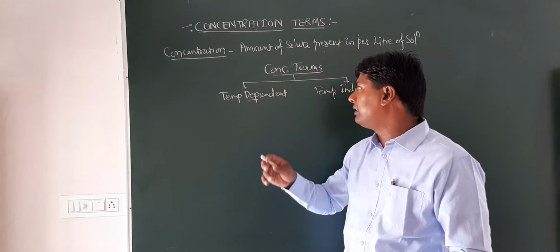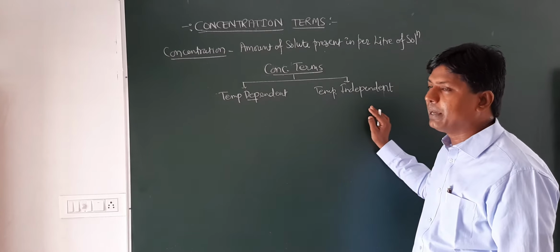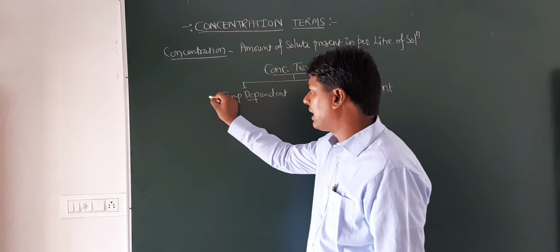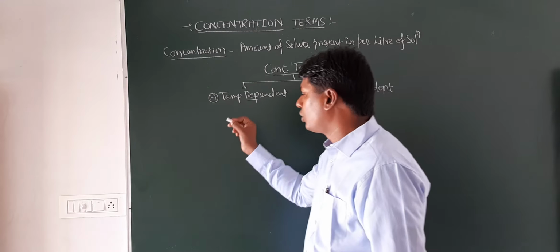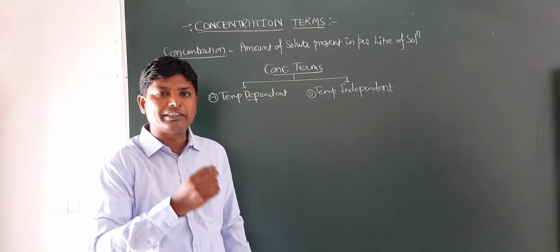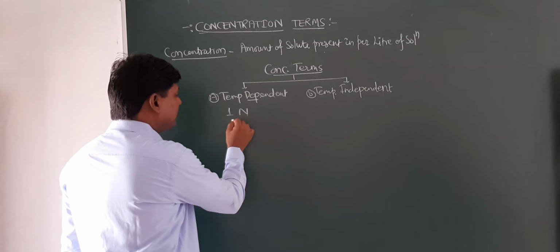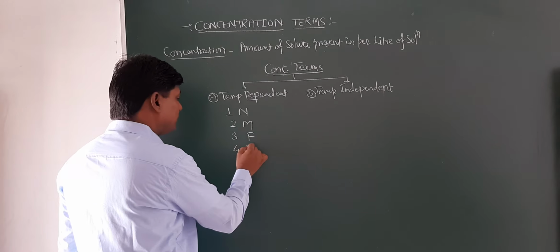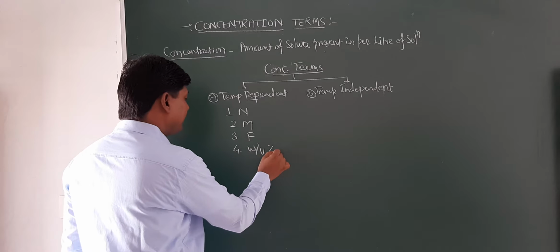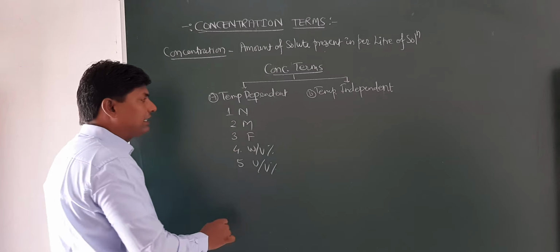Okay, and concentration terms are classified into two types. One of them is temperature dependent and another is temperature independent. What are the temperature dependent units? These are normality, molarity, formality, fourth is weight volume percentage, and fifth is volume percentage. So these are the temperature dependent units.